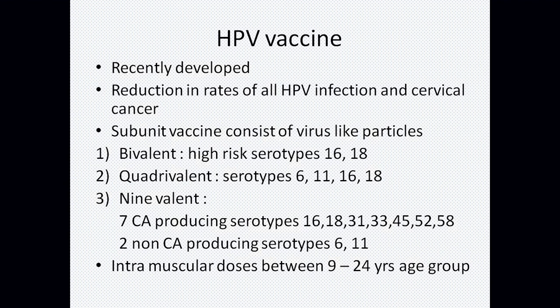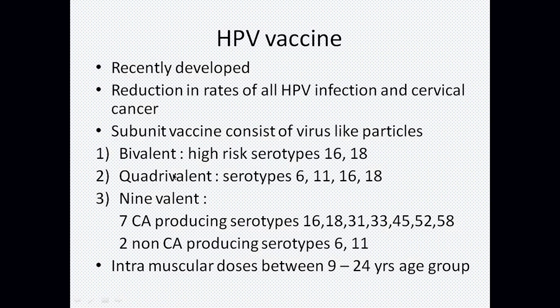Bivalent has the high risk serotypes. So these are prepared from the high risk serotypes, that is 16 and 18, producing cervical carcinoma. So this is high risk serotypes only. This is bivalent. Quadrivalent contains serotypes 6, 11, 16, and 18. And also recently launched is the 9-valent, that is 7 carcinoma producing serotypes like 16, 18, 31, 33, 45, 52, 58, and 2 non-carcinoma producing serotypes like 6 and 11.